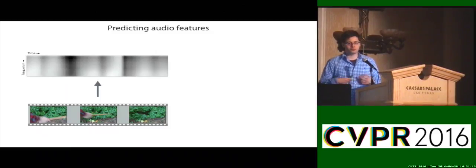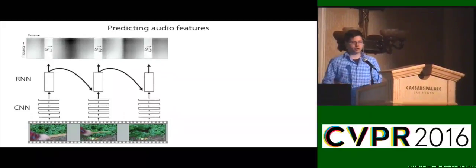And now we'd like to predict audio from video. And the way we're going to do this is by regressing these cochleogram features from an input video. And we're going to do this using a recurrent neural network. And it has a fairly standard design.